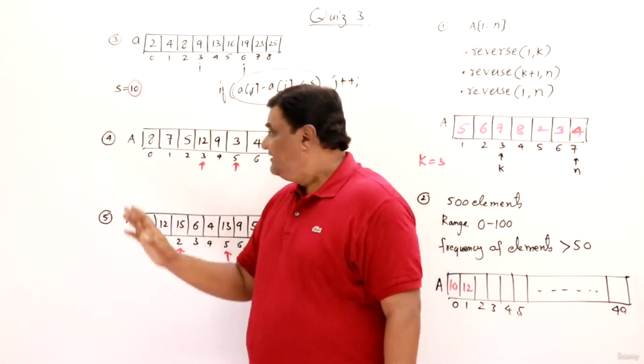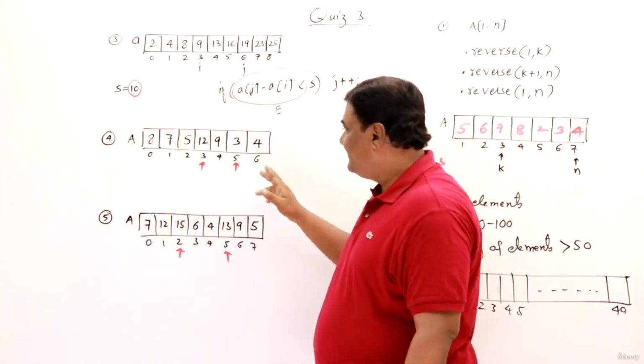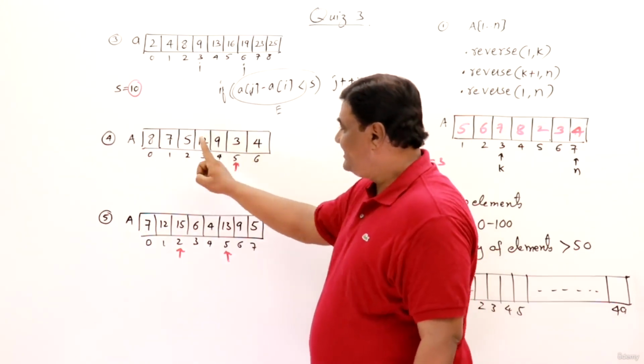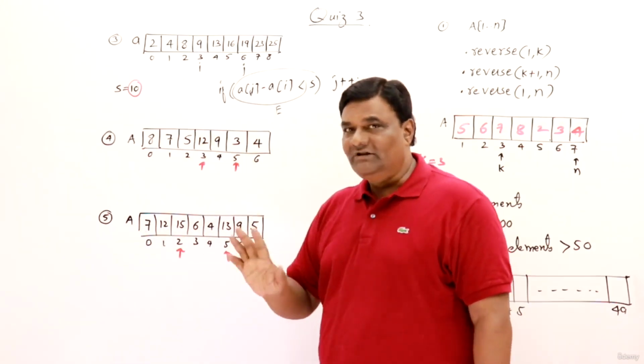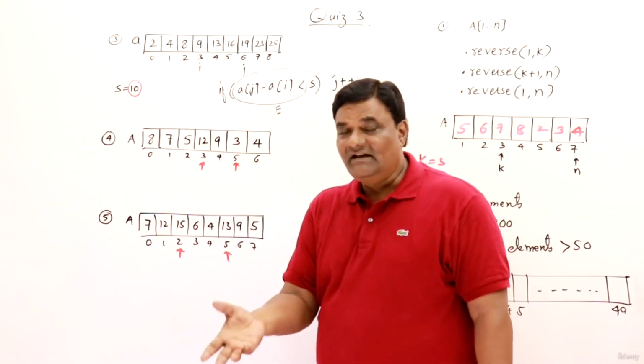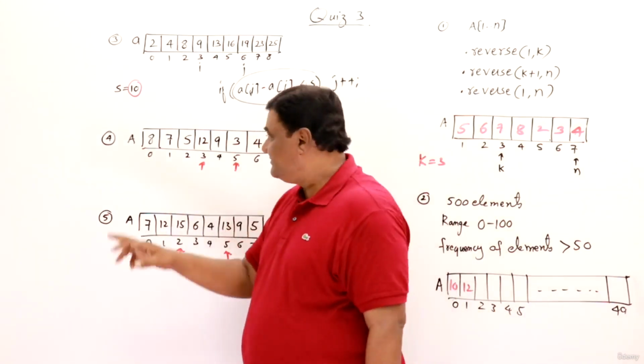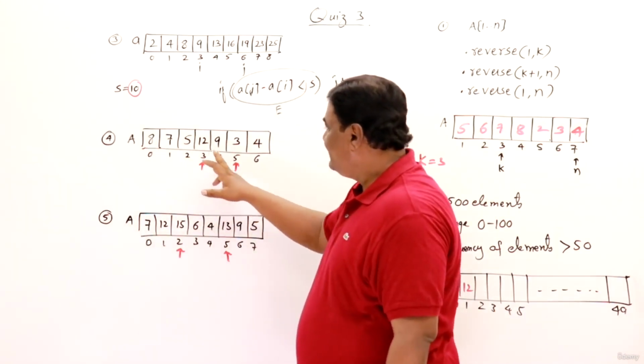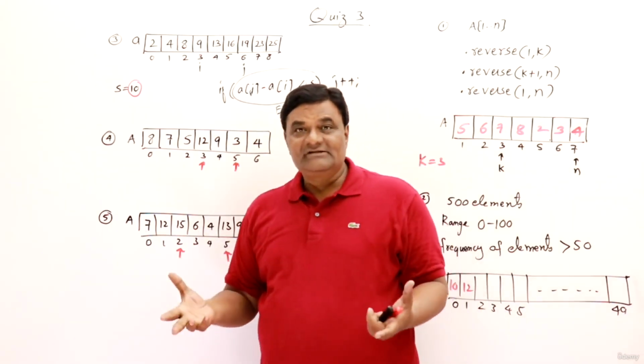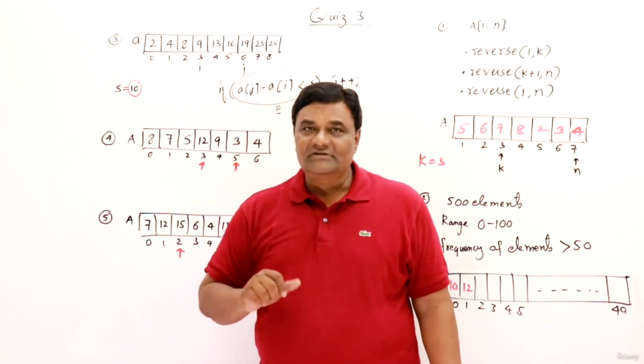Other than that, how many elements are there in total? 7. One element is minimum, one element is maximum. Leave those 2 elements. 5 elements are there which are neither minimum nor maximum. What are those? 8, 7, 5, 9, 4. Out of those 5 elements, we have to pick any one.